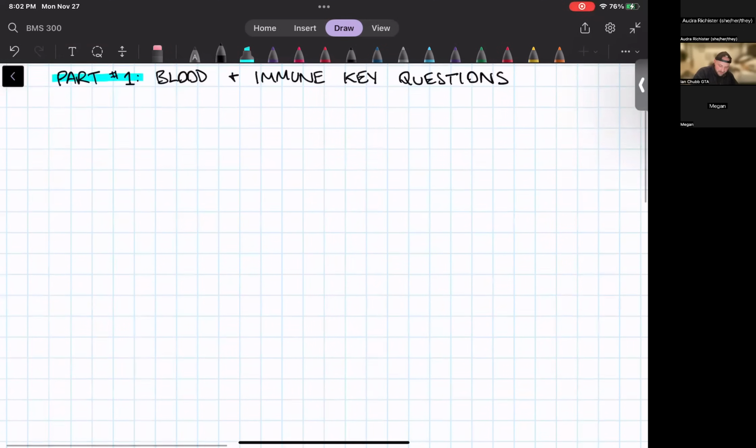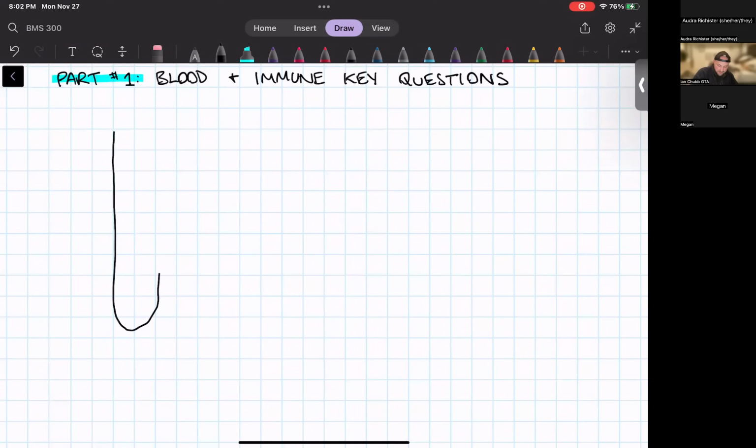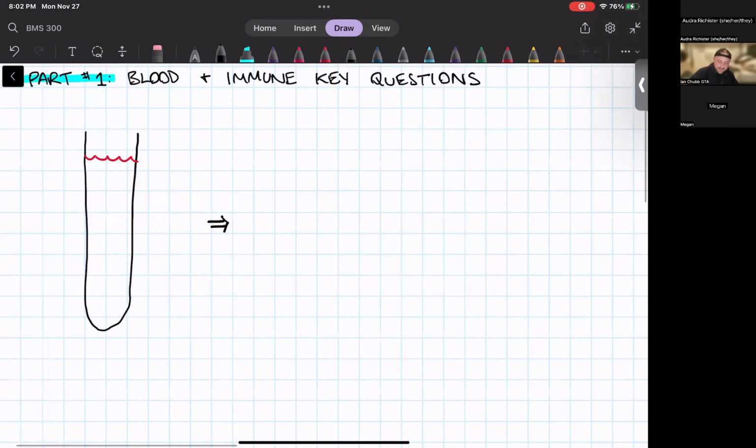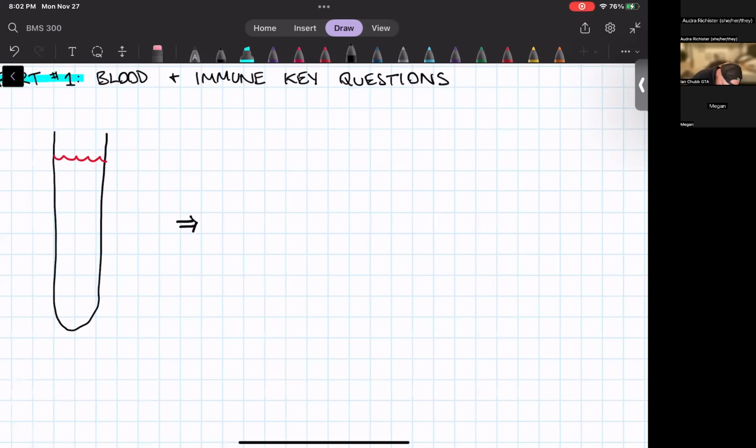So starting off, let's look at this first one. It's going to be components of blood. If we're looking at a tube of blood and we spin it down with a centrifuge, then things are going to layer themselves based off of weight and components. So knowing what's in each section is going to be important. Starting off on the top, thin layer here.